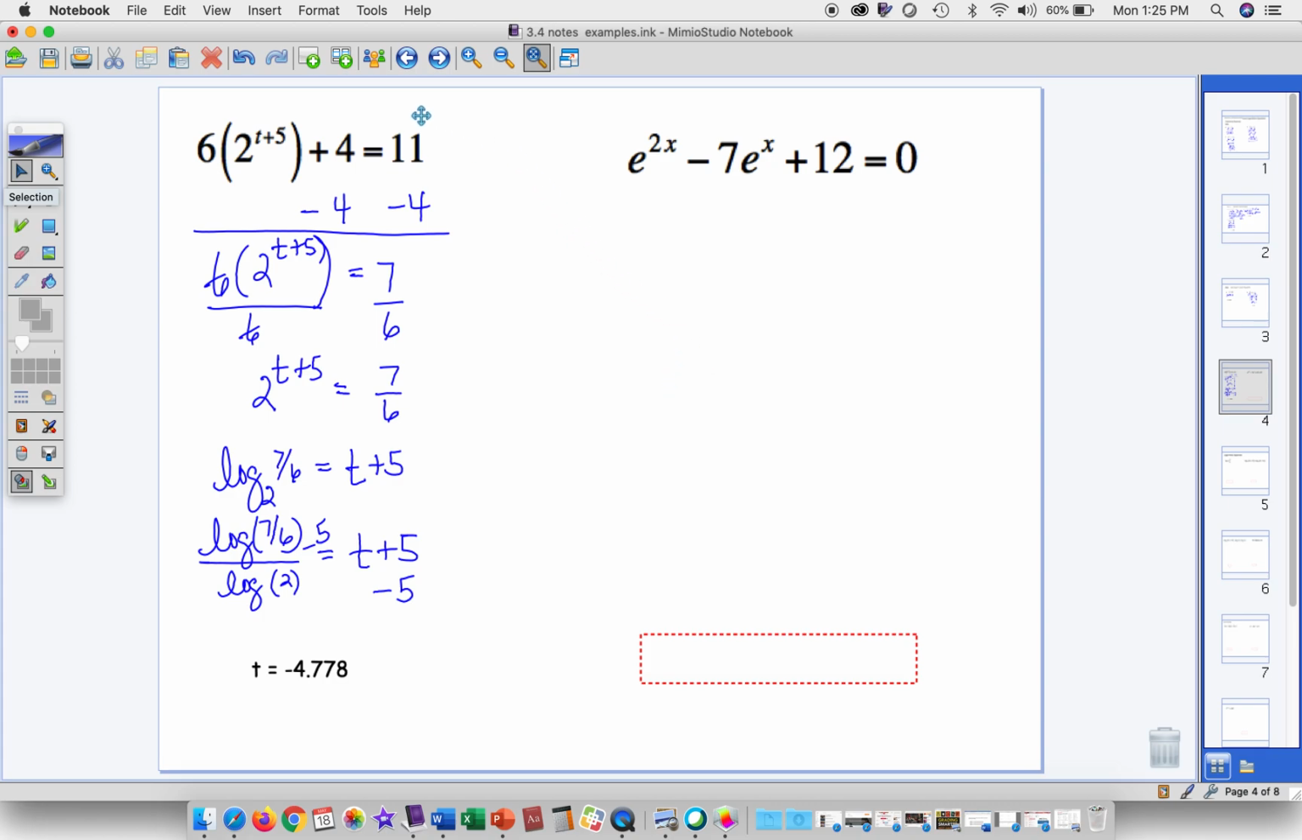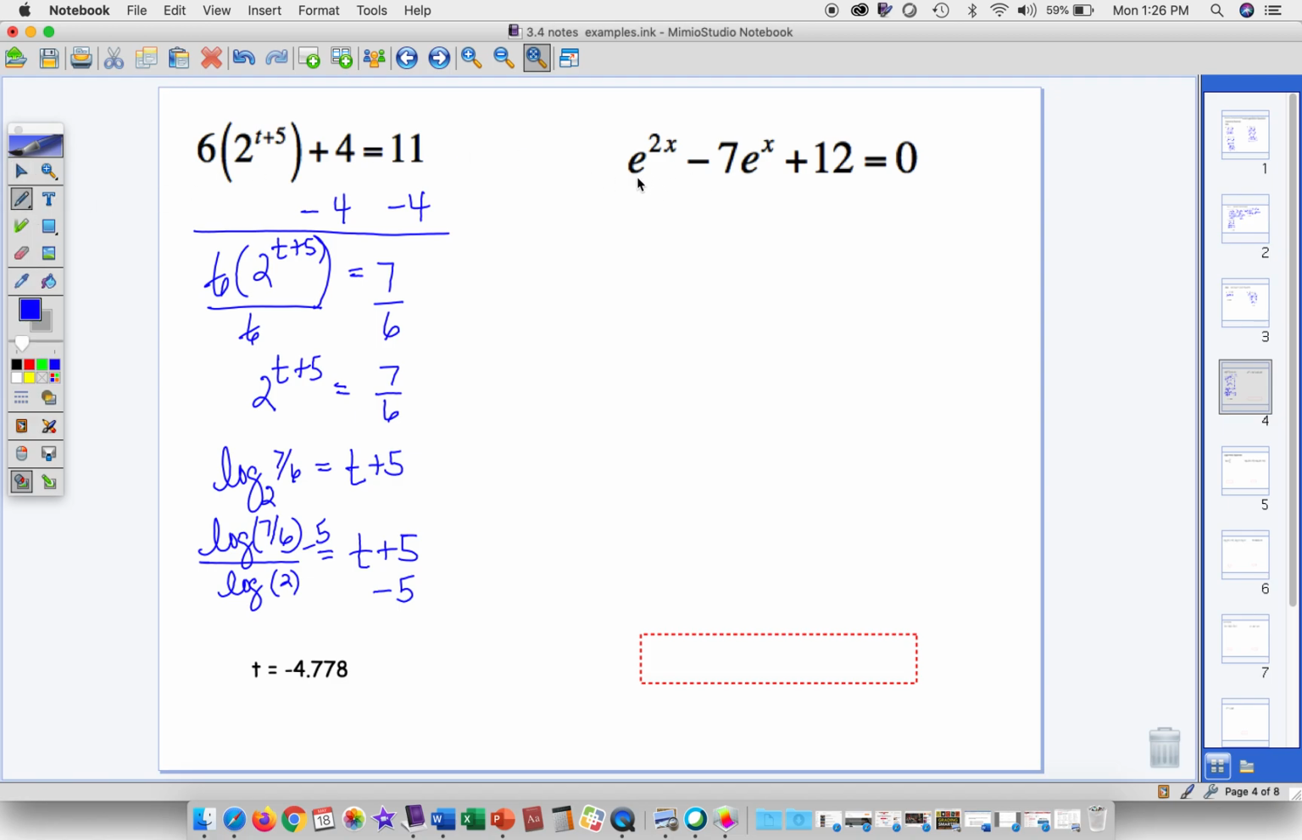So just follow your steps in order always. Always add or subtract if there's a constant added on to your base that's raised to the exponent. That's always step 1. And then if you have something that's being multiplied with the base to the exponent, do that division after adding or subtracting. Once you have the exponential form, put it into log form, and then from there you use your calculator.